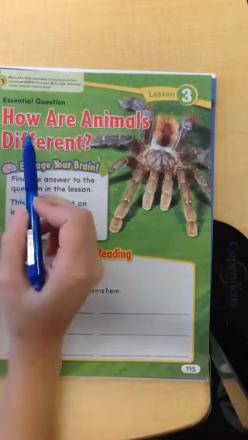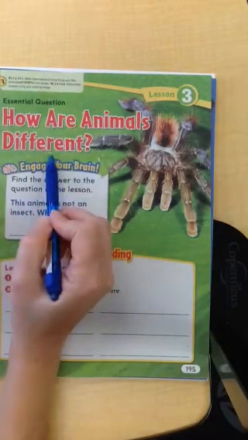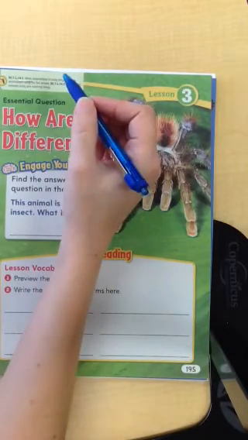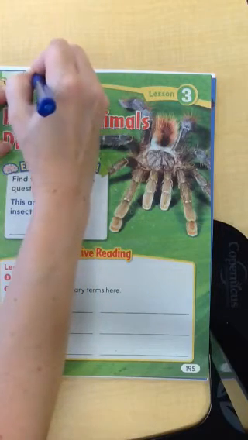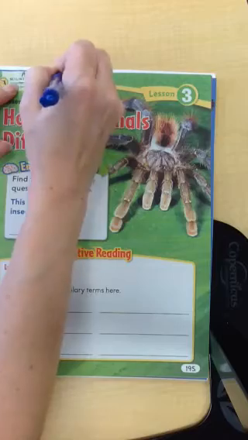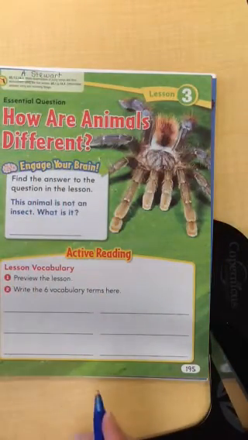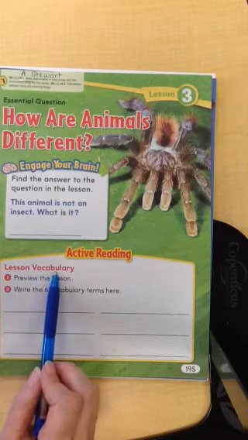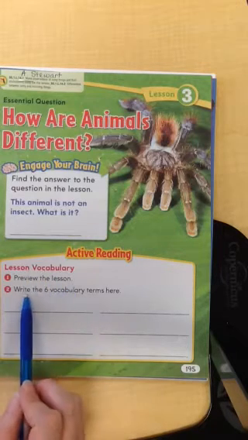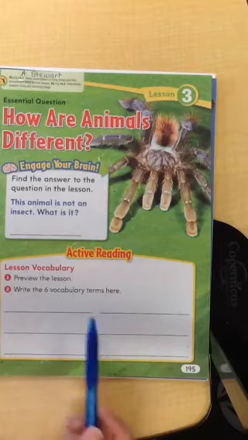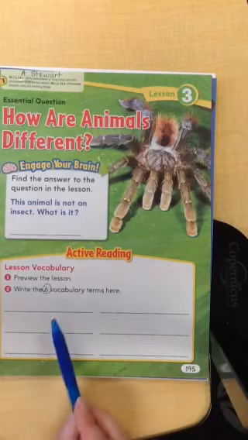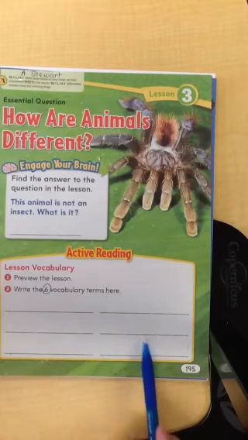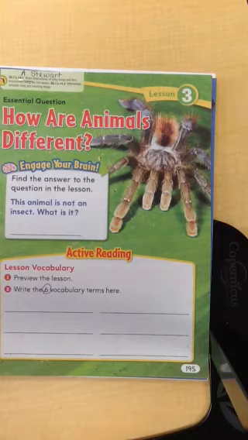We are beginning our lesson on how are animals different. Before we begin, I want you to put your name across the top in the little green box. And you are going to find the lesson vocabulary. It says to preview the lesson and write the 6 vocabulary terms here. So I want you to now go and find the 6 vocabulary words and write one on each of the lines. Now pause and find the bold print highlighted vocabulary words.